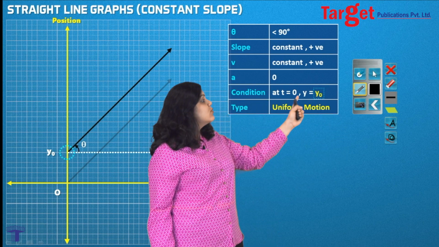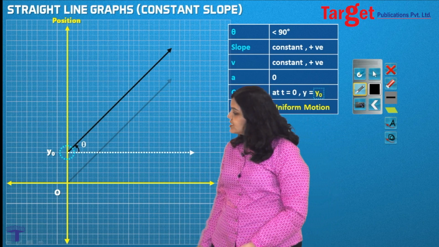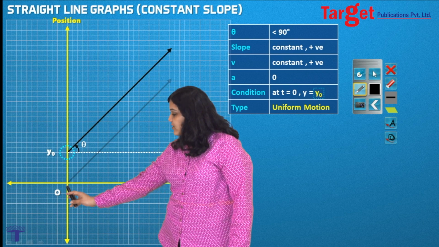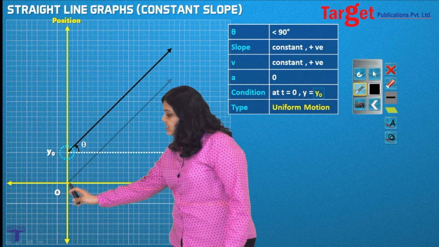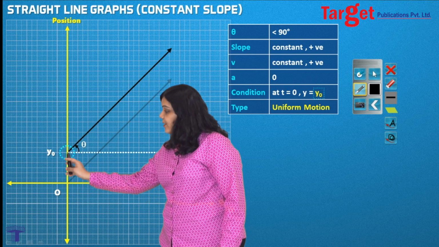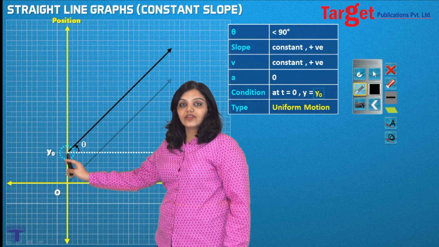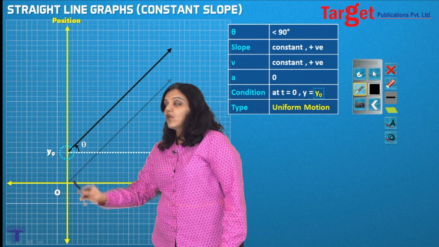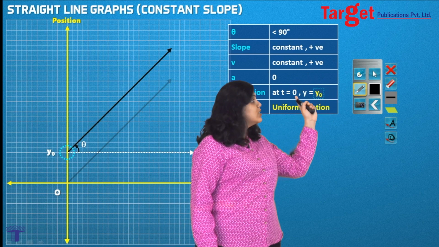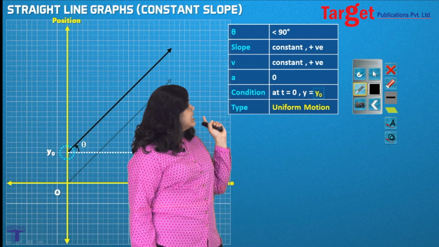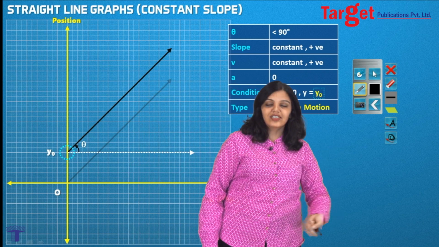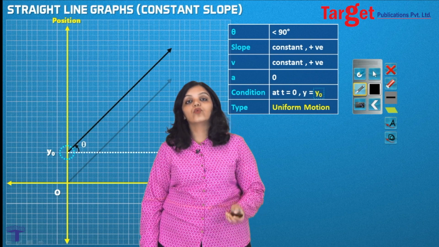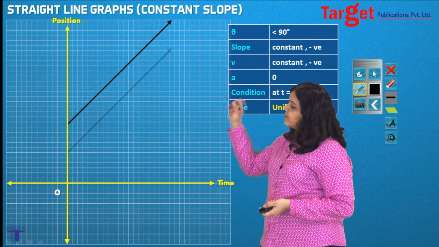Now, at t equal to 0, y is y0. So you can see it's not here. At t equal to 0, this y is not here, but it's here, at some value y naught, that is y0. And therefore, at t equal to 0, y is equal to y0, and this is the only change in the graph. Is the type of the graph still uniform motion? Yes, the graph is still a straight line. The velocity is still constant. Therefore, we still have uniform motion.